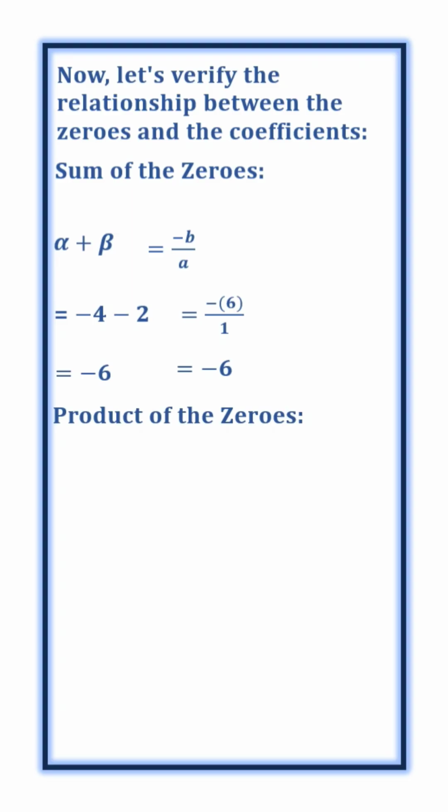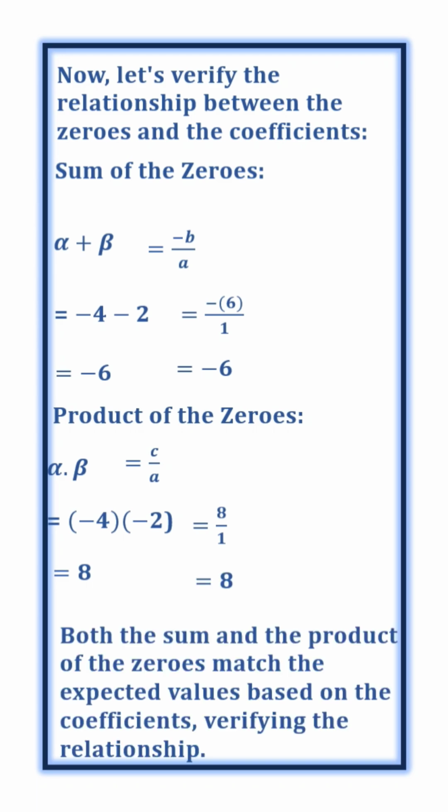Product of zeros, alpha into beta, that is equal to c by a. Alpha is negative of 4, beta is negative of 2. If you multiply, you will get 8. Negative into negative is positive. c is 8, a is 1. 8 by 1, that is also equal to 8. Both the sum and product of the zeros match the expected values based on the coefficients, verifying the relationship.